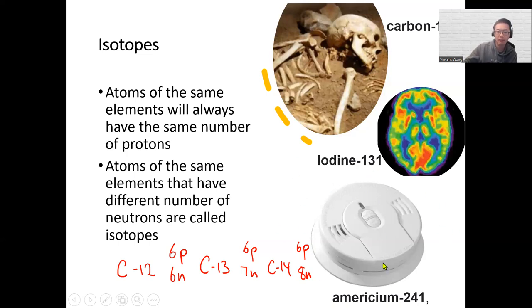You should have a smoke detector at home, right? By law. Professor, can you please explain again about the iodine thing? Sure. So iodine 131 is an isotope. It's heavier than the normal version. And when it breaks down, it gives off radiation.